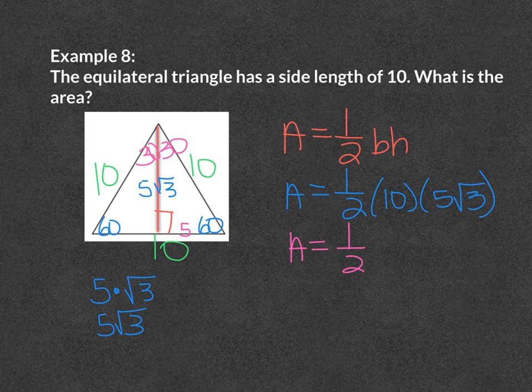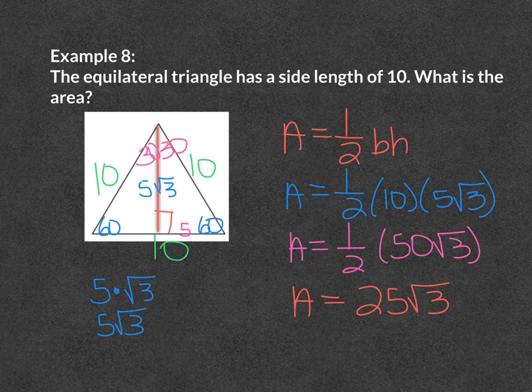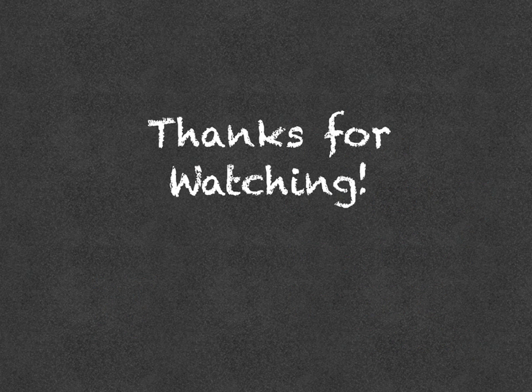So 10 times 5 is 50. Bring down root 3. And then half of 50 is 25. Bring down root 3. So that means the area of this triangle is 25 root 3 units squared. And that's how you solve for 30, 60, 90 special right triangles.